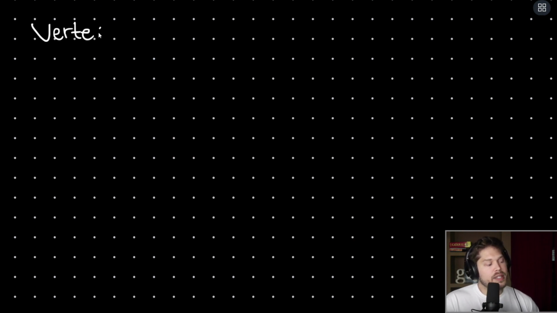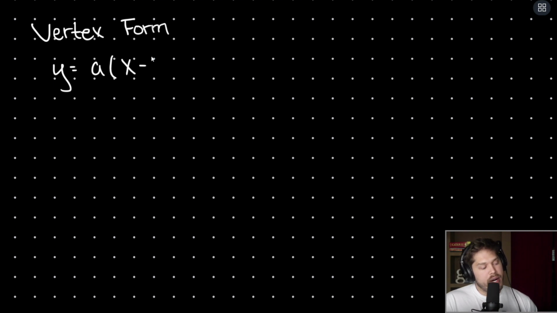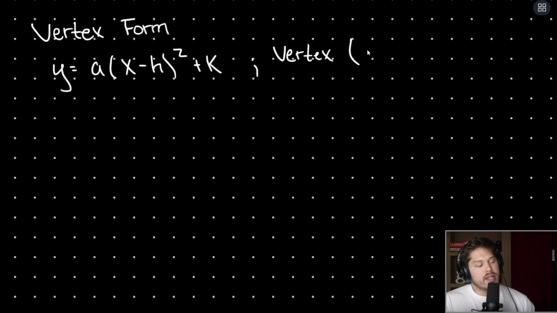But let's go ahead and move to the vertex form. Now I say vertex form for last because it's the simplest. So the vertex form of your equation is given to you as y equals a times some x minus h squared plus k. And your vertex is simply (h, k). That's why it's called vertex form, because the vertex in this form is staring you right in the face.